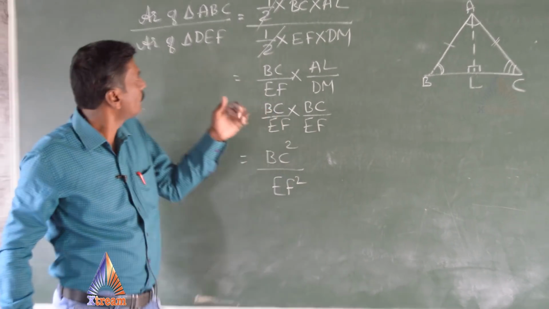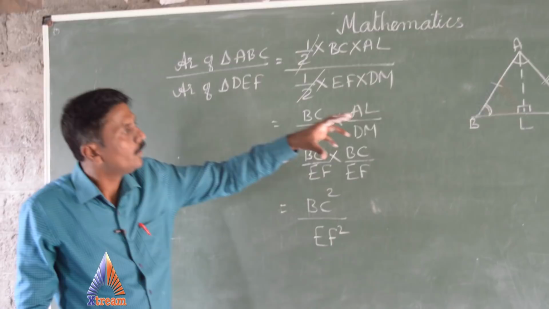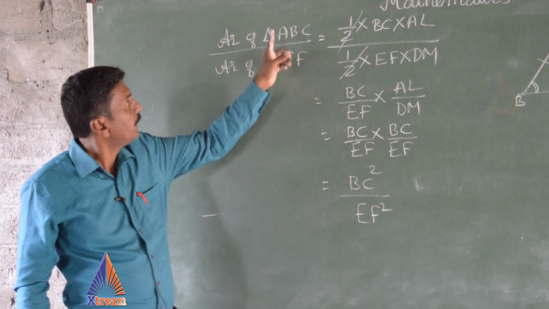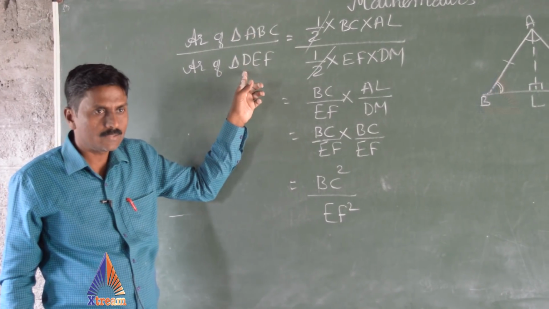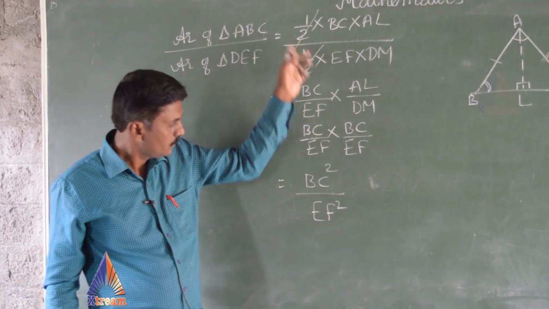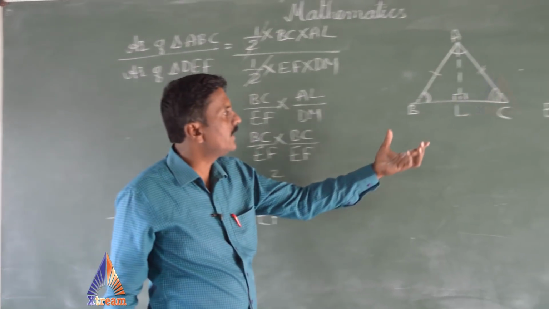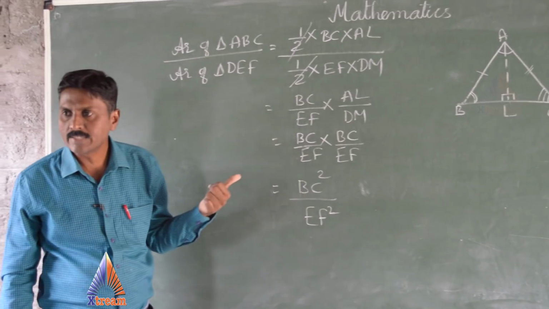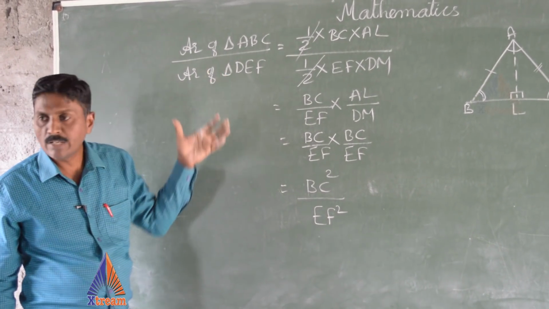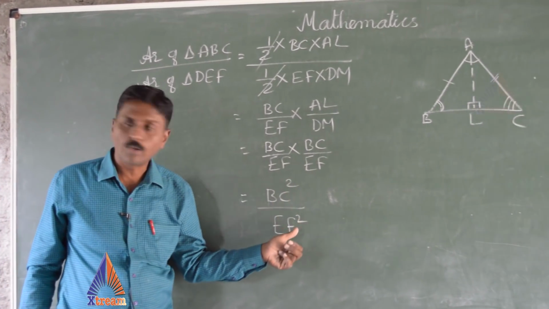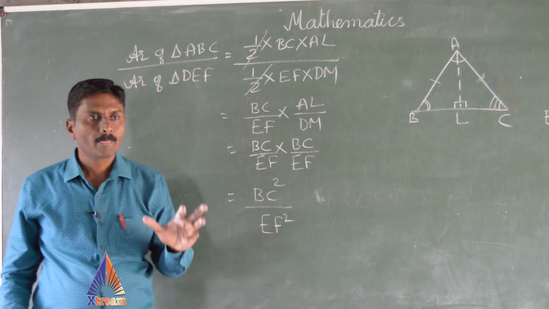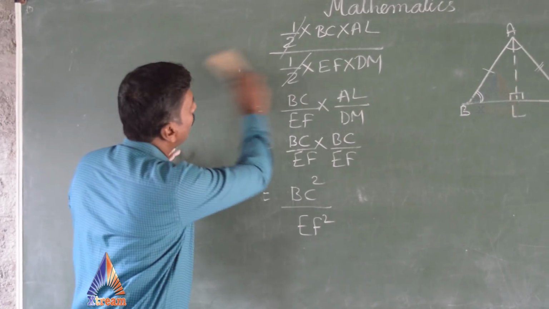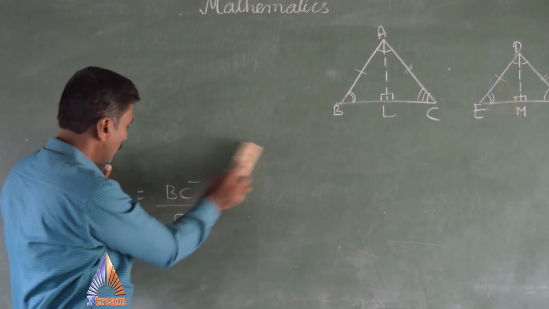Okay, areas of similar triangles. Look at this, we are given two similar triangles ABC and DEF. The ratio of their areas is always equal to the square of their corresponding sides. BC and EF are a pair of corresponding sides. So, areas of similar triangles are proportional to square of their corresponding sides. Now, let us solve a few riders based on this theorem.